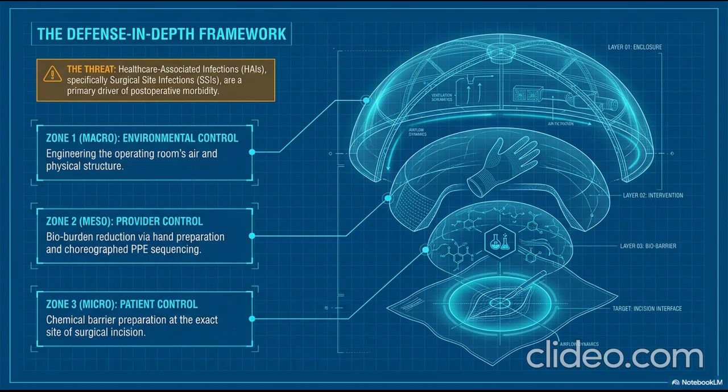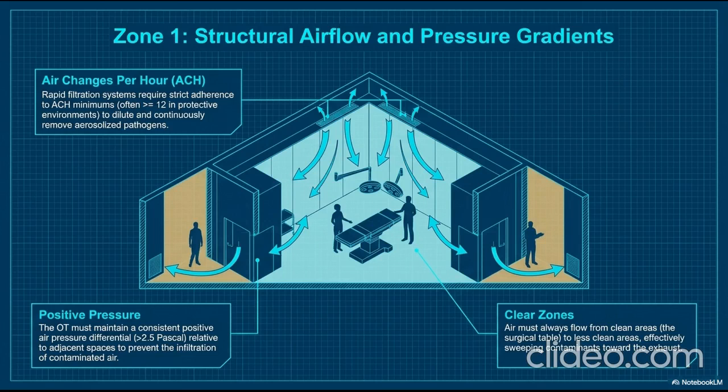Slide 3. Zone 1. Structural airflow and pressure gradients. In the macro environment, we utilize rapid filtration systems that strictly adhere to air changes per hour, ACH minimums, often greater than or equal to 12 in protective environments, to continuously dilute and remove aerosolized pathogens. To prevent the infiltration of contaminated air from adjacent spaces, the OT must maintain a consistent positive air pressure differential of more than 2.5 pascals. This creates clear zones where air flows unidirectionally from the cleanest area, the surgical table, out toward less clean areas, effectively sweeping contaminants toward the exhaust.